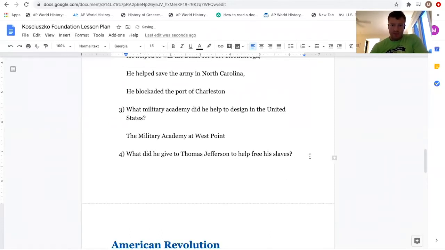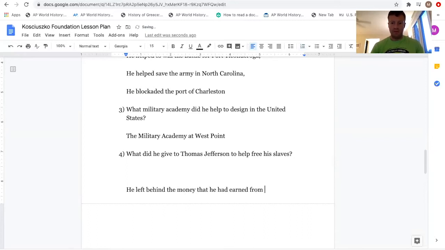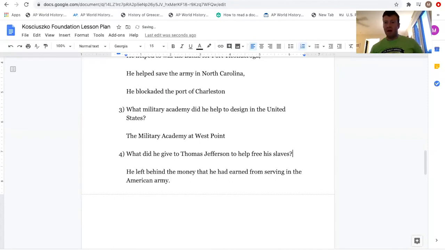What did he give to Thomas Jefferson to help free his slaves? He left behind the money that he had earned from serving in the American Army. So what he had been paid for serving in the American Army, he ended up leaving behind with Thomas Jefferson to help him free his slaves.